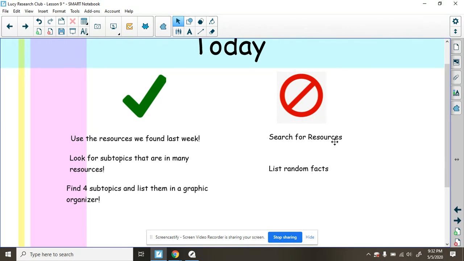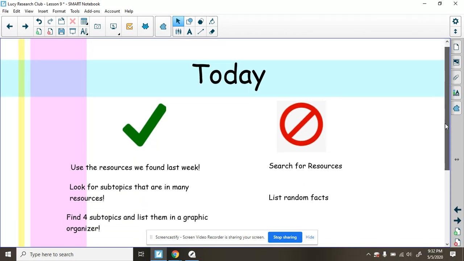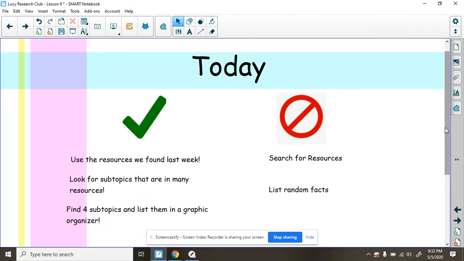What we are not doing is searching for new resources. That's why we did that last week, so that we wouldn't have to do that this week, and we don't want to waste that time. And what we're not going to do is just list random facts. I've seen a lot of work where boys and girls are just taking the first thing that they see on Pebble Go or Epic, and they're just typing it, and it doesn't make sense, right? We're doing subtopics. That's our learning target.